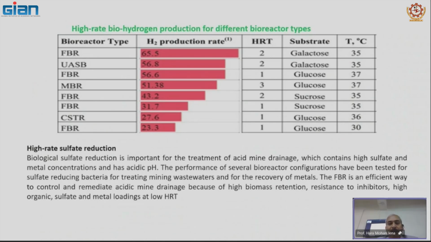Then another is the high rate of biohydrogen production for different bioreactor types, that is anaerobic systems. The fluidized bed bioreactor, and this is the upflow sludge blanket reactor. As you see, a hydrogen production rate of 65.5 is achieved in the fluidized bed bioreactor with a hydraulic retention time of 1, whereas for the other reactor with a hydraulic retention time of 1 it gives 56.6. Again, a high rate of sulfate reduction is also there.